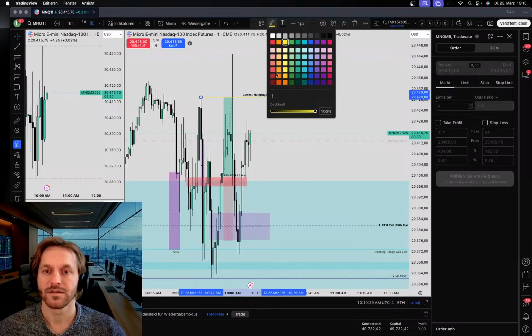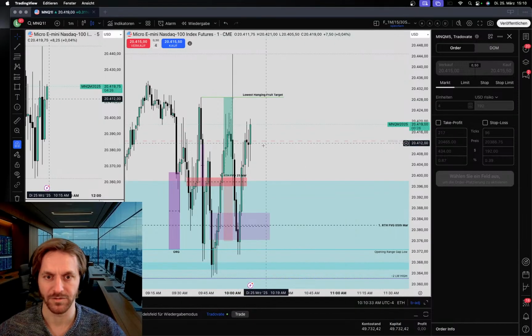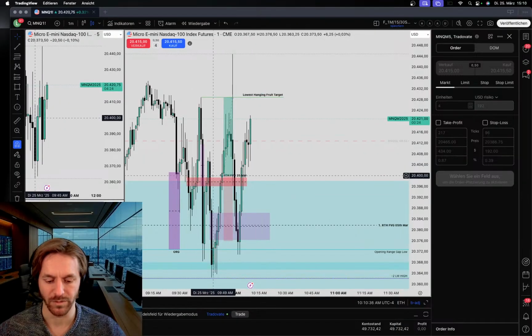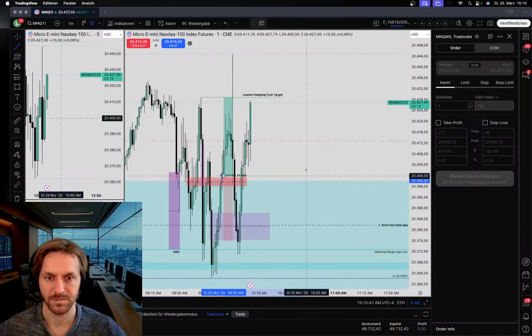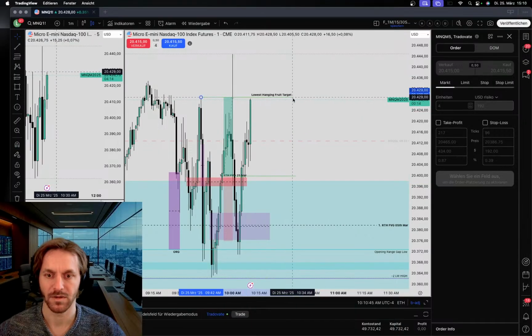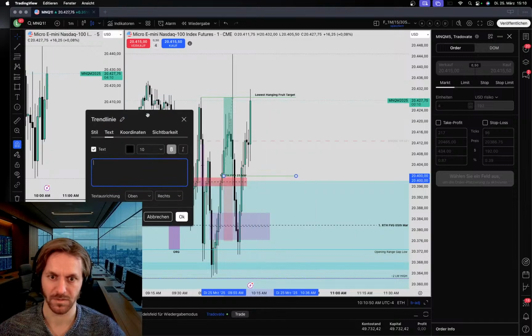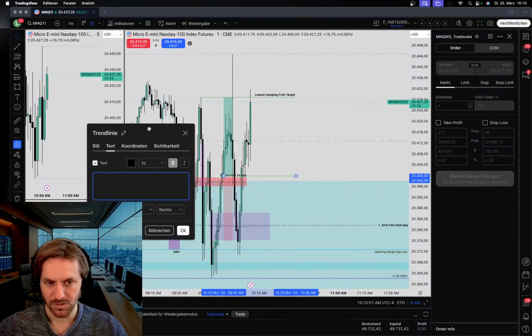So that's how I draw my levels, to know where and why I entered. And afterwards, I print it out and glue it into my journal.